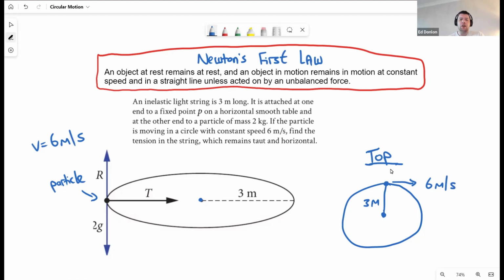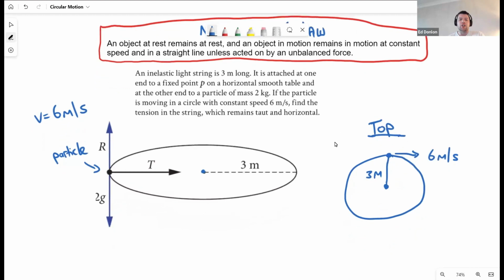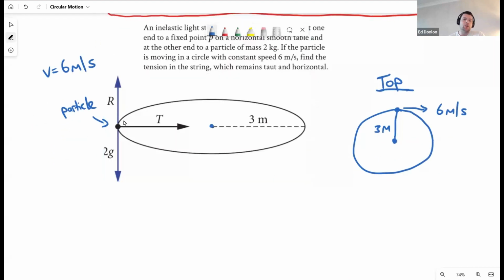So when we consider our particle here, even though we're only asked for the tension in the string, what's very natural here is to consider our forces up equals forces down. Our particle's on the table, it's not going up or down, it's on our smooth table. So our forces up are equal to our forces down. Therefore, our weight, 2g, which is a force down, of course, means our normal reaction is going to be equal to 2g. Forces up equals forces down.